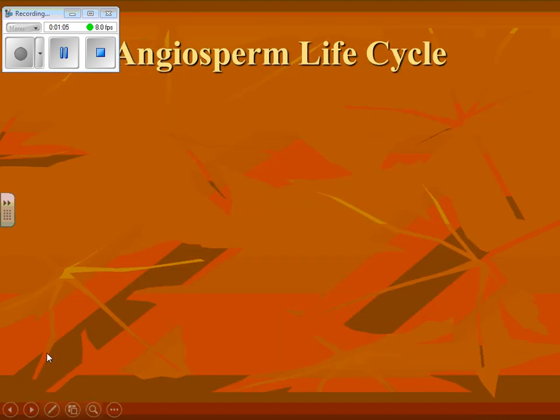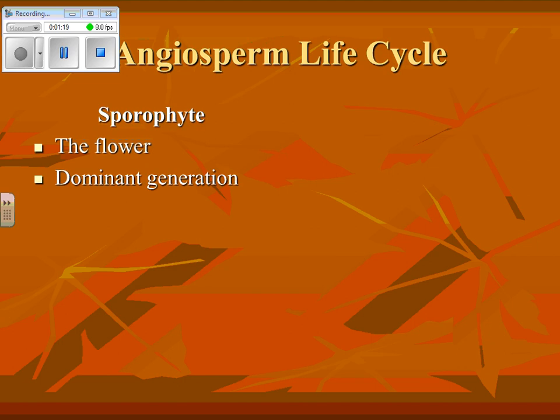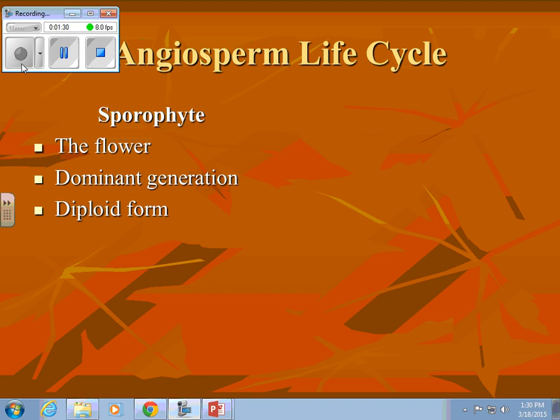An angiosperm is a flowering plant. And in that life cycle, in the picture that we just looked at, there are two different sections that make up that life cycle, and one of them is called the sporophyte. Now the sporophyte part of the life cycle is the part where there's the actual flower.